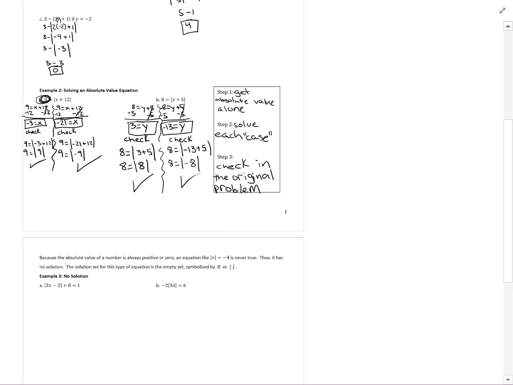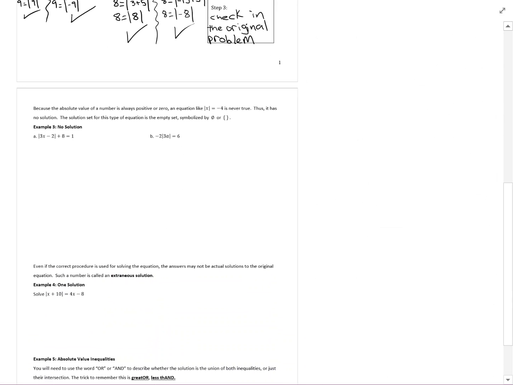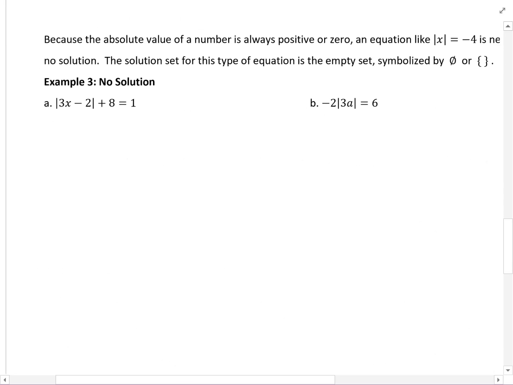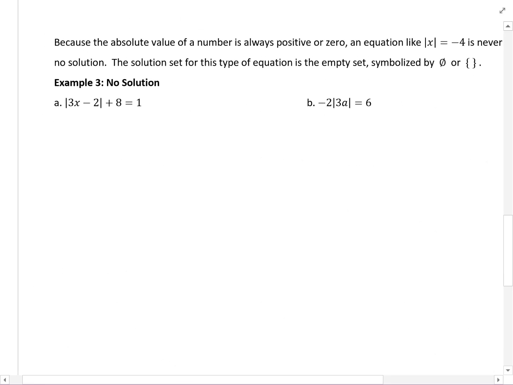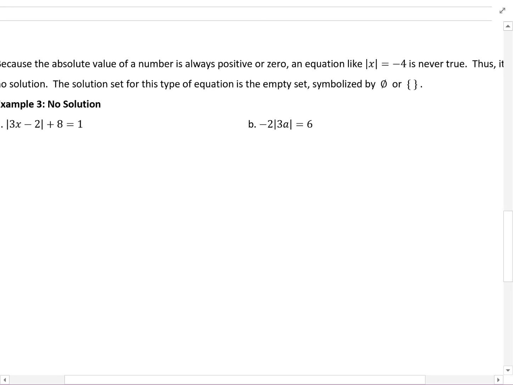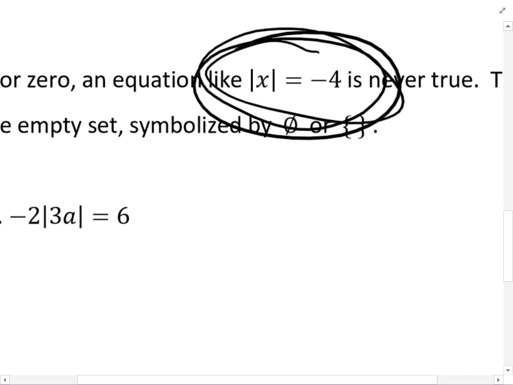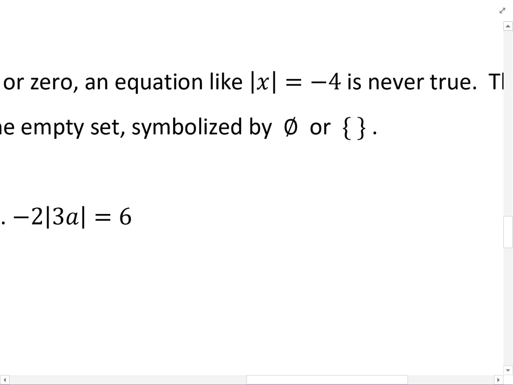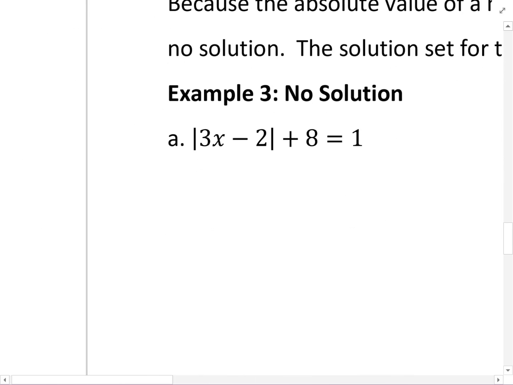Let's try a few more. Because an absolute value has to be positive, if you get a negative answer, that can't be true. So you'll say it's no solution. So let's get started on example 3. Basically, you're looking out for something to end up like this. If this is saying an absolute value is a negative, you know that's impossible. So watch out for that, because that's a loophole where you don't have to do any work on the problem.